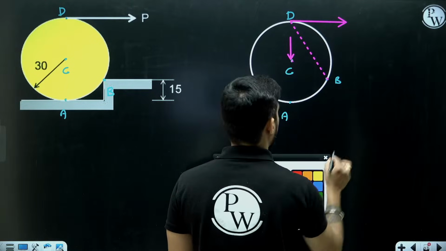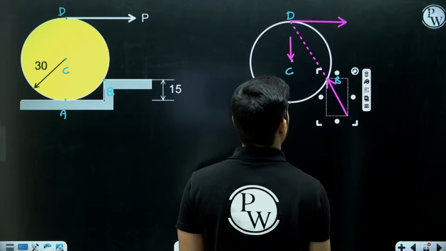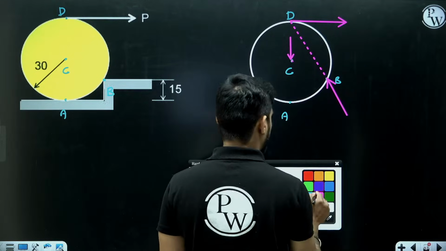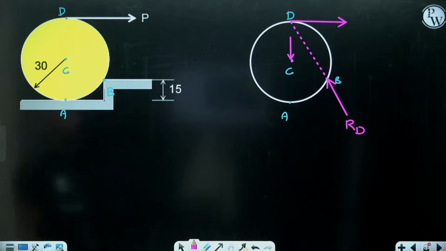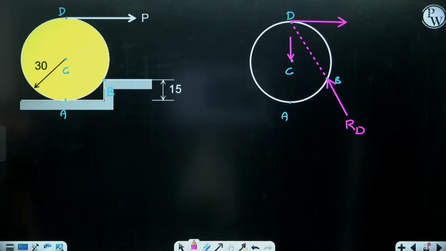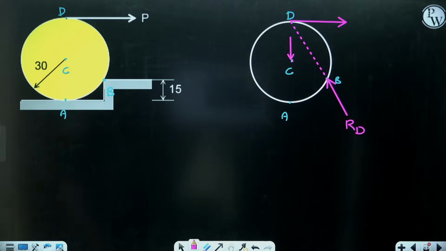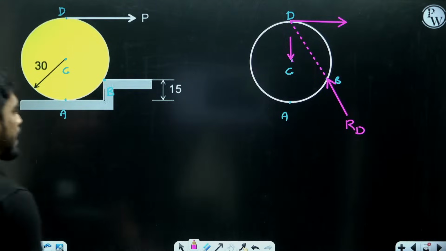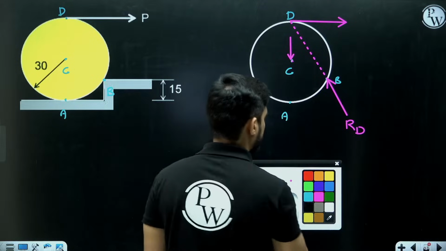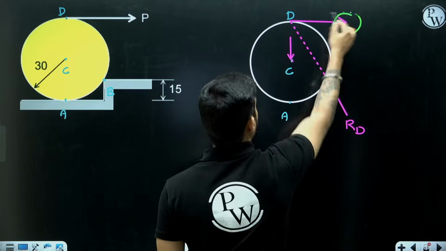So here will be the reaction R_B. I hope it is clear to all of you. So now understand. I want to find the value of this force P.